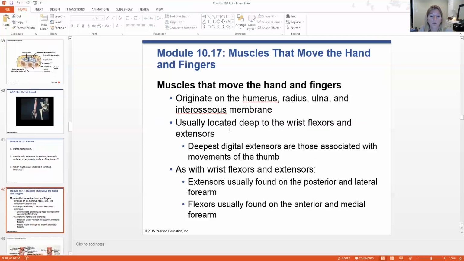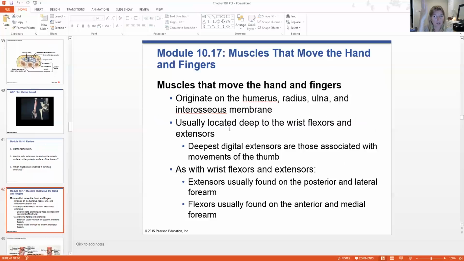We're going to keep moving through and talk about muscles that move the hand and fingers. They originate on the humerus, radius, ulna, and something called the interosseous membrane, which is between the radius and ulna. Usually they're deep to the wrist flexors and extensors, and the deepest digital extensors are associated with movements of the thumb. You can actually see a little bit of movement in my forearm, and you can feel it too when you're flexing or extending your wrist.